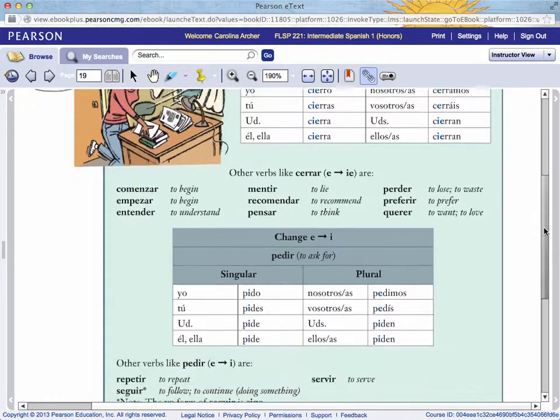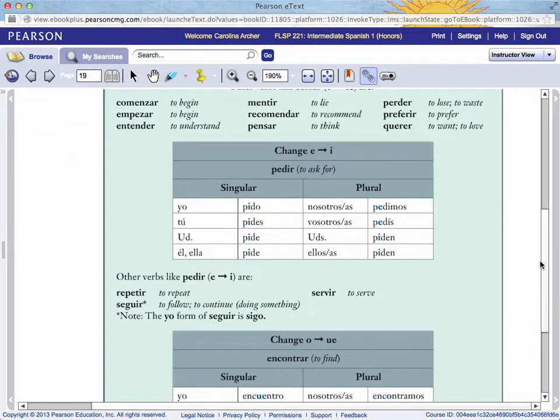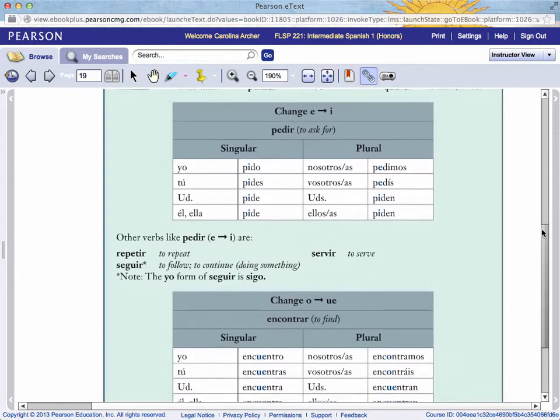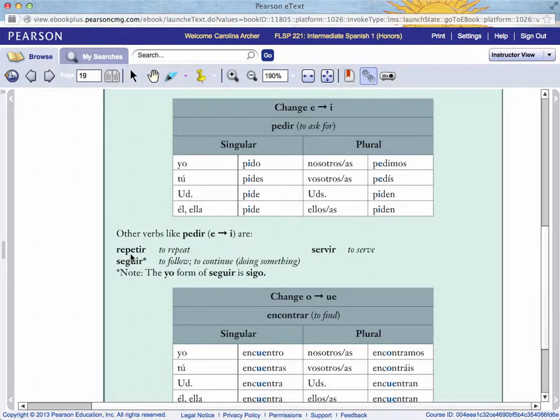Now we have another group of verbs that change from E in the root to I, like pedir. Yo pido, okay? The E changes to I. Yo pido, tú pides, usted, él, ella pide, nosotros pedimos, nosotros is not going to change, ustedes, ellos y ellas piden.